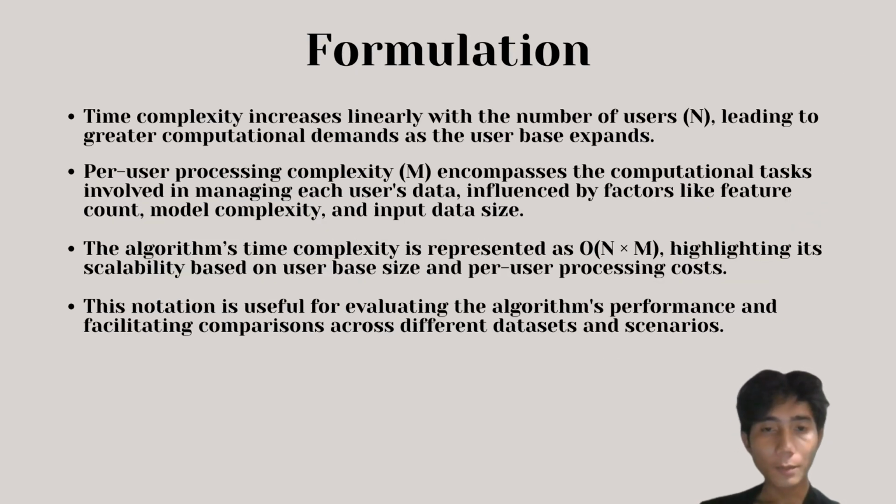Formulation. Time complexity increases linearly with the number of users n, leading to greater computational demands as the user base expands. Per-user processing complexity m encompasses the computational tasks involved in managing each user's data, influenced by factors like feature count, model complexity, and input data size. The algorithm's time complexity is represented as O(n times m), highlighting its scalability based on user base size and per-user processing cost. This notation is useful for evaluating the algorithm's performance and facilitating comparisons across different datasets and scenarios.